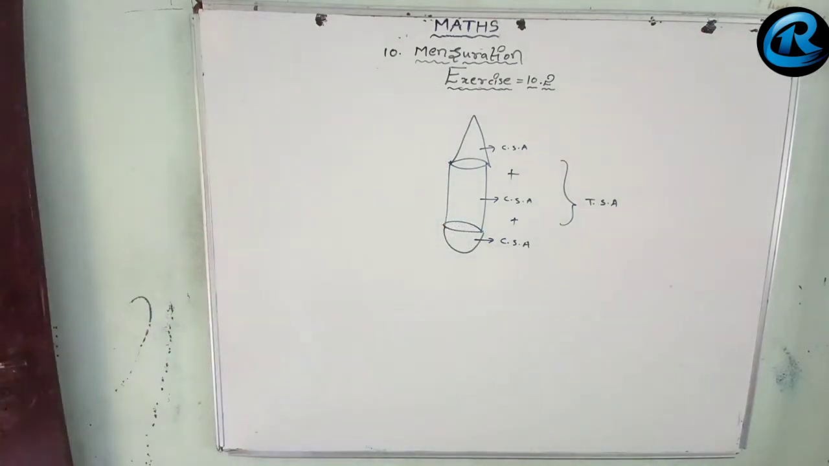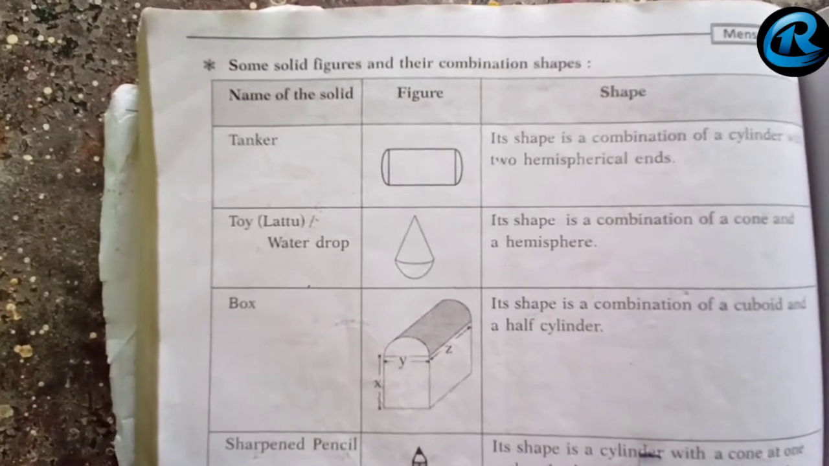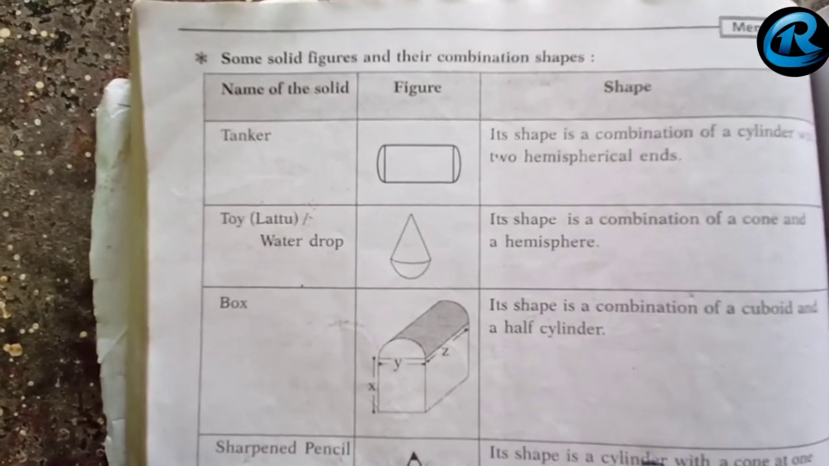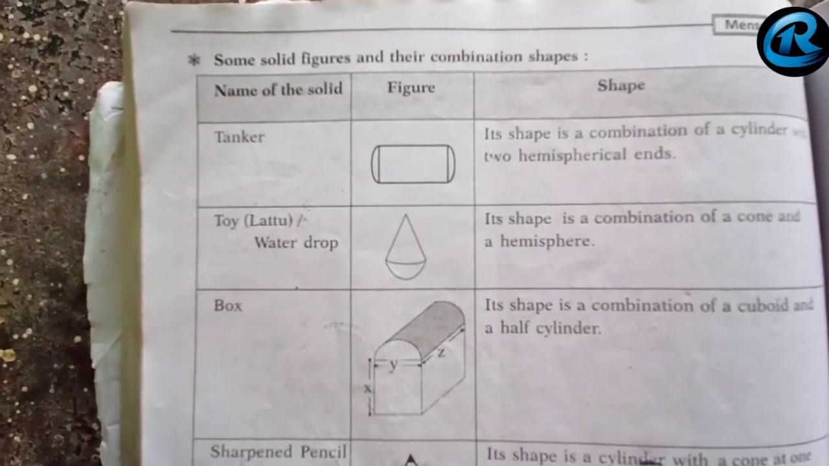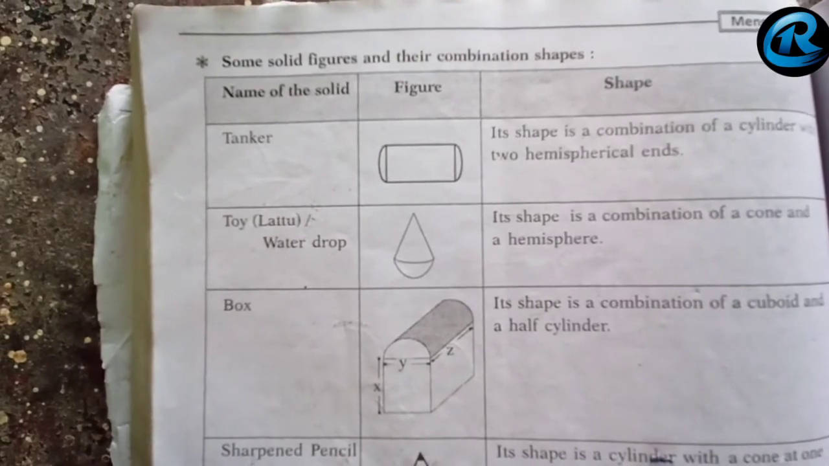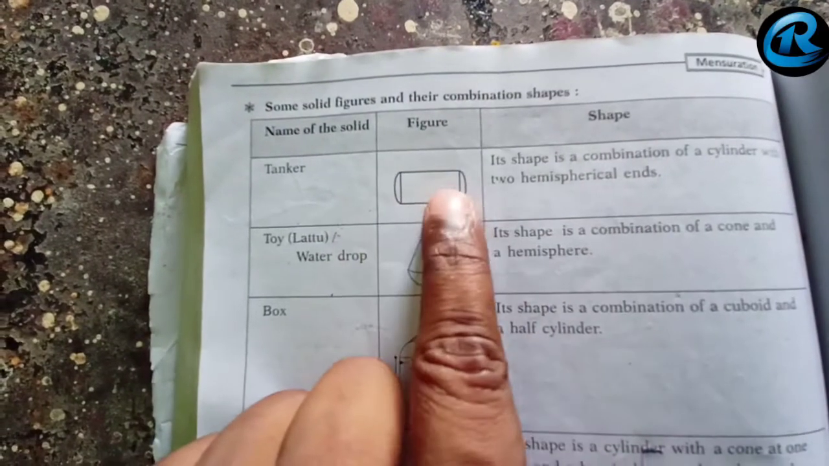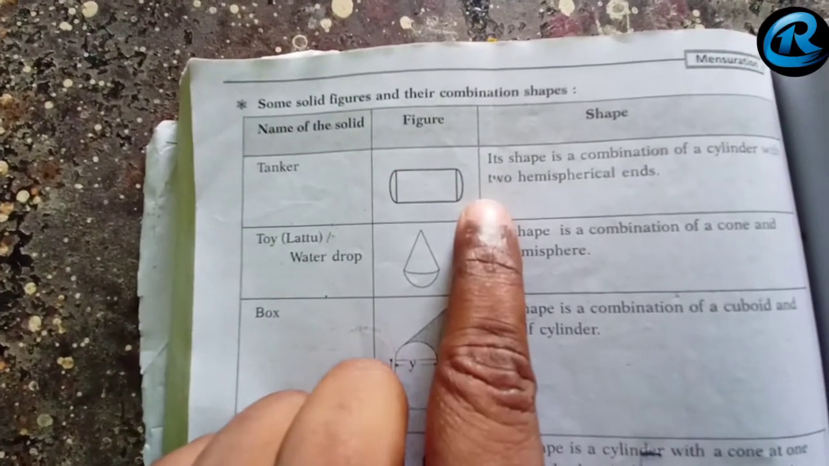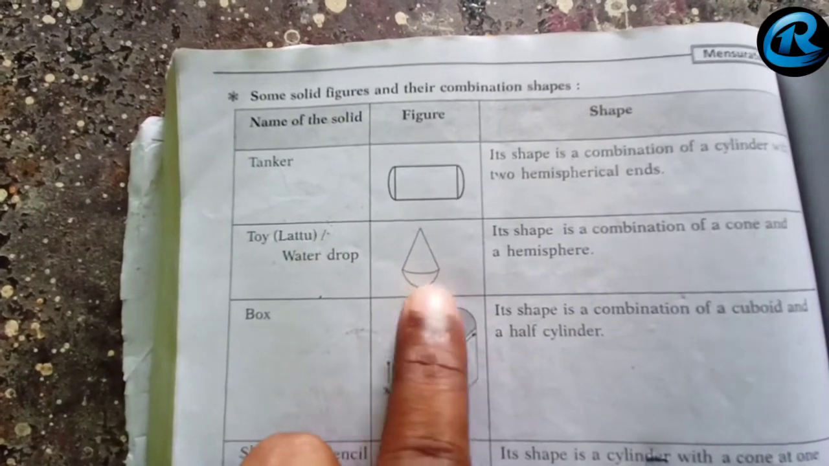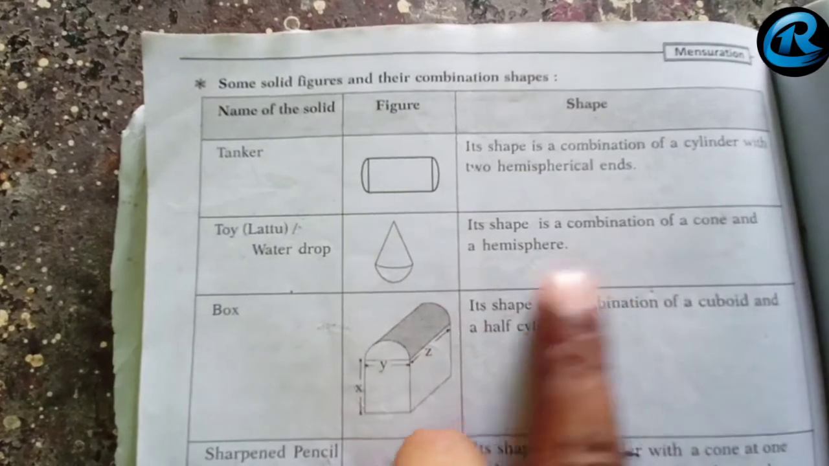Okay, here you can see the name of the solid, figure and shape. The first one, tanker. Its shape is a combination of a cylinder and two hemispherical ends. One cylinder and two hemispherical ends here in a tank. Then one is a toy. One toy is in the shape of one cone and one hemisphere. See, it is the combination of a cone and hemisphere.